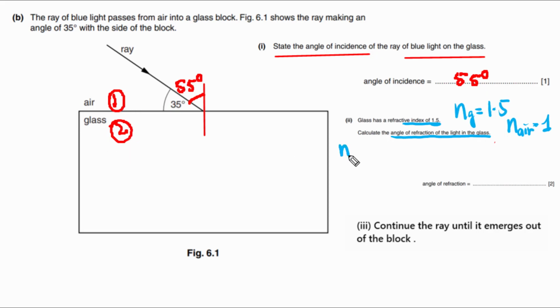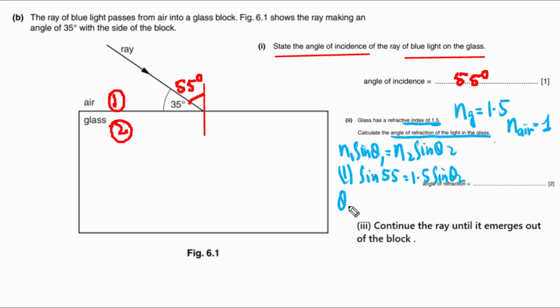Then we can write down Snell's equation: n1 sine theta 1 has to be equal to n2 sine theta 2. In this case, n1 for air is equal to 1. Simply we can write down this is 1. And theta 1 is equal to 55 degrees. We can write down here n2 is equal to 1.5, the refractive index of glass, and theta 2 we have to find out.